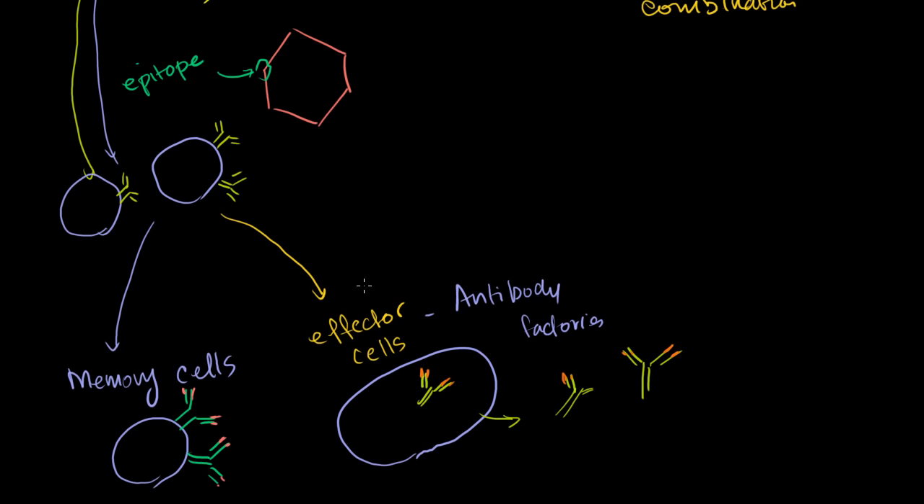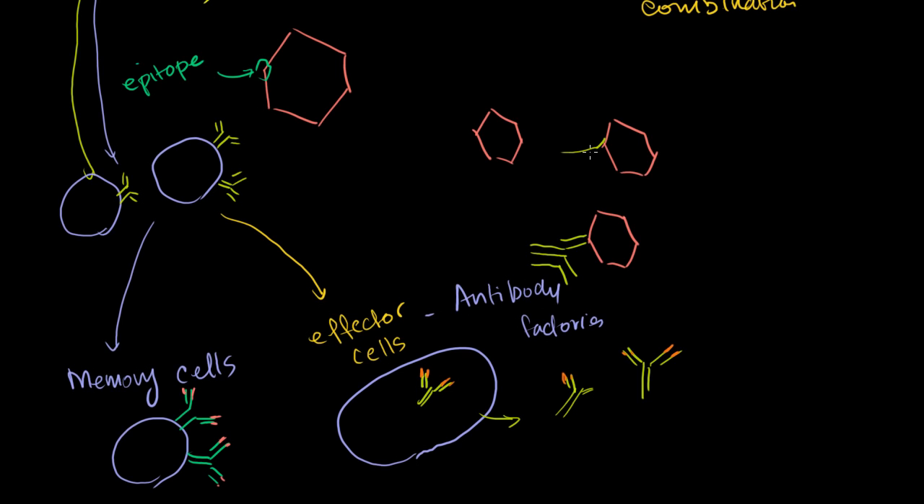And the value of that, and why this is a humoral system, is all of a sudden you have all of these viruses that are infecting your system. But now you're producing all of these antibodies. The effector cells are these factories. And so these specific antibodies will start bonding to these viruses. So let me draw it like this.